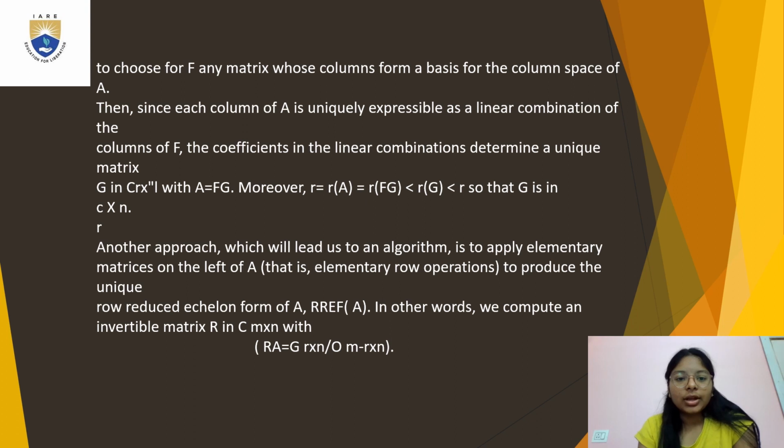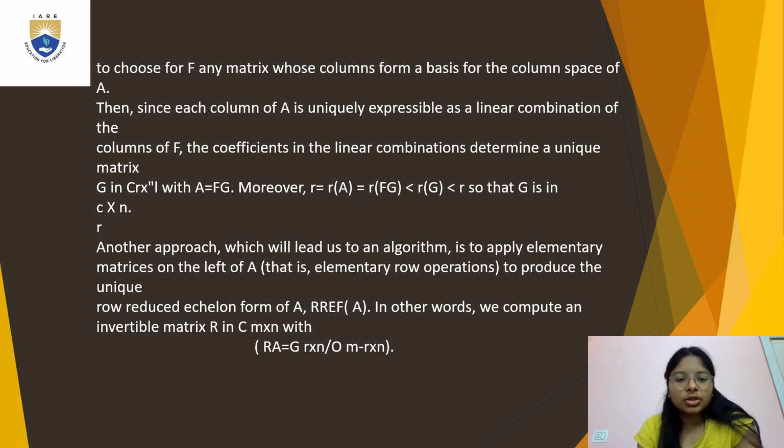Choose for F any matrix whose columns form a basis for the column space of A. Since each column of A is uniquely expressible as a linear combination of the columns of F, the coefficients in the linear combinations determine a unique matrix G in C^{r×n} with A = FG. Moreover, r = r(A) = r(FG) ≤ r(G) ≤ r, so that G is in C^{r×n}.